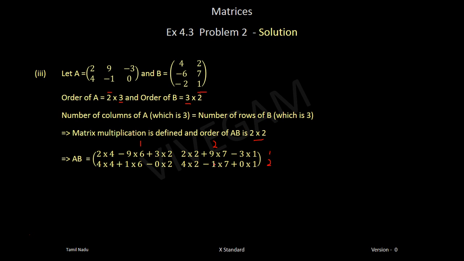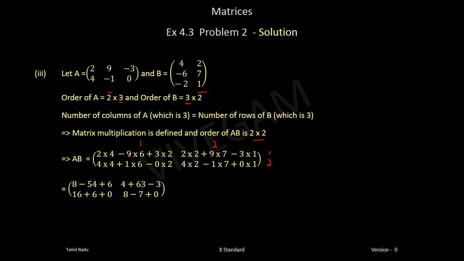So where do they meet? It meets here. So that number has to come here. Okay, so then what's the number? 4 2s are 8, minus 1 into 7, and 0 into 1. So that will come down here. Now you simplify all these cases.